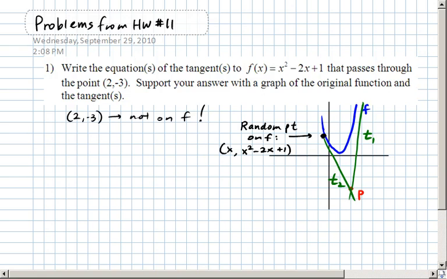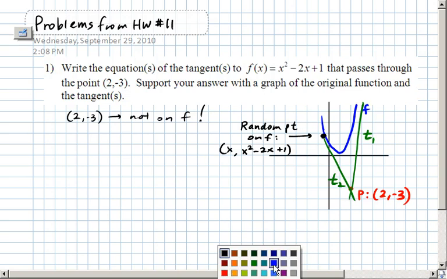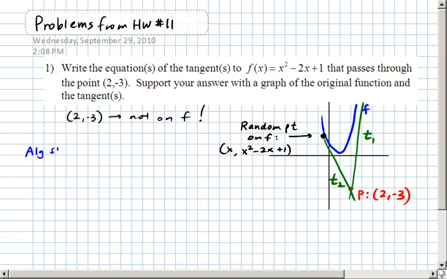So I'm just going to take a random point on f. That random point on f has to have coordinates x, whatever the x is, and then the y coordinate is going to be x squared minus 2x plus 1. If I want to write down what the slope is of the line from a random point on f and the point 2, negative 3, I can do that like this. Just using y1 minus y2 over x1 minus x2.